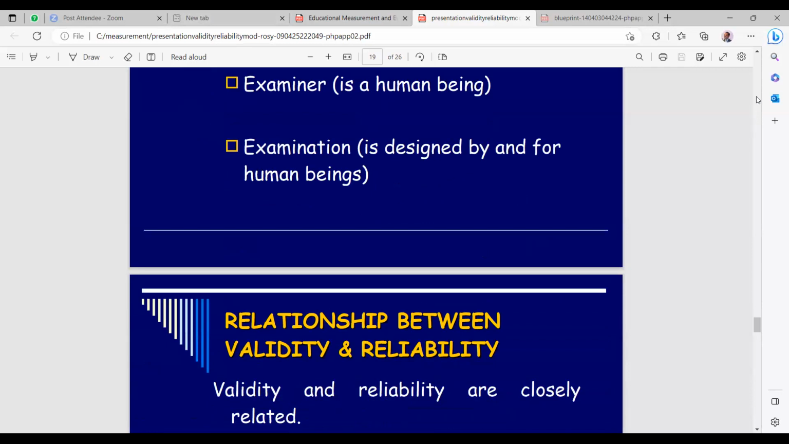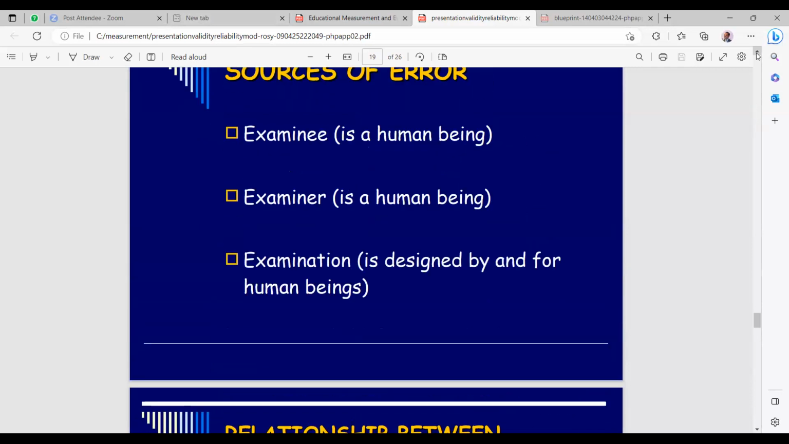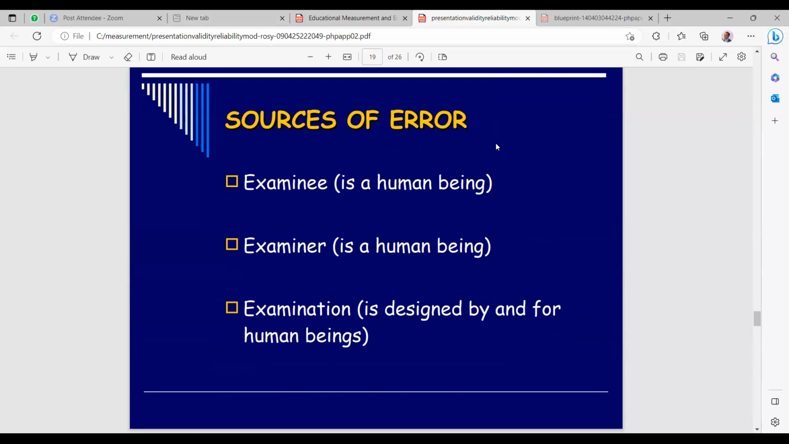For example, the examinee can affect the reliability. If you are repeating the same question paper for the same examinee, the first day the examinee was not in good health, suffering from a headache, had some problems at home. So the mental status was not conducive for facing an examination. So it is 100% sure that the performance is weak.